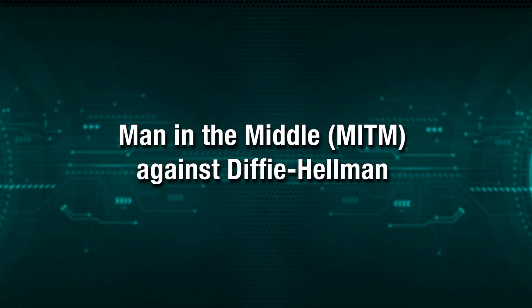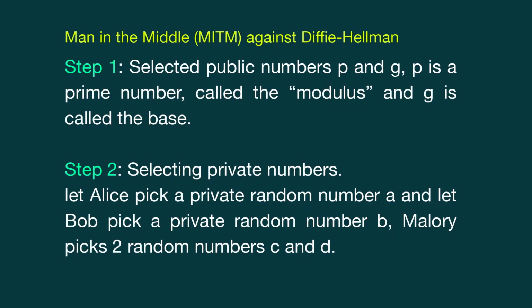Man-in-the-middle, MITM, against Diffie-Hellman. A malicious malware that has a MITM, or man-in-the-middle, position can manipulate the communications between Alice and Bob and break the security of the key exchange. Step-by-step explanation of this process is: in step 1, select public numbers P and G. P is a prime number called the modulus and G is called the base.